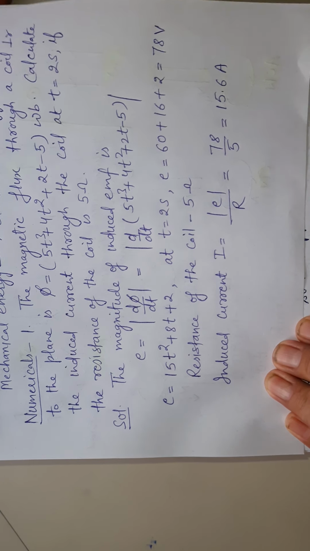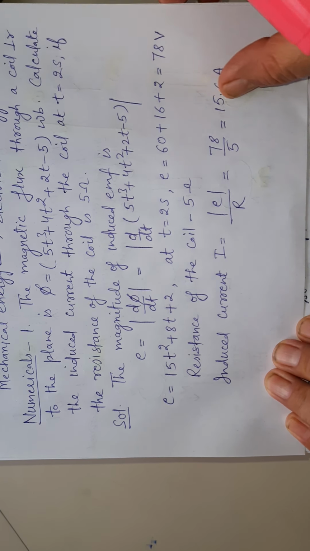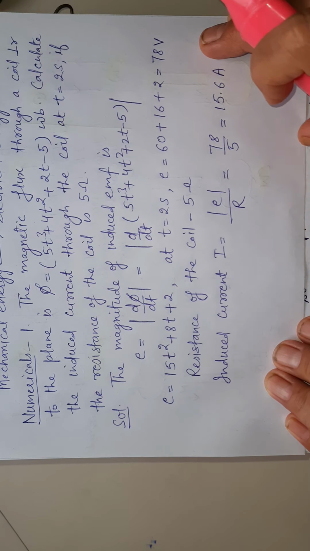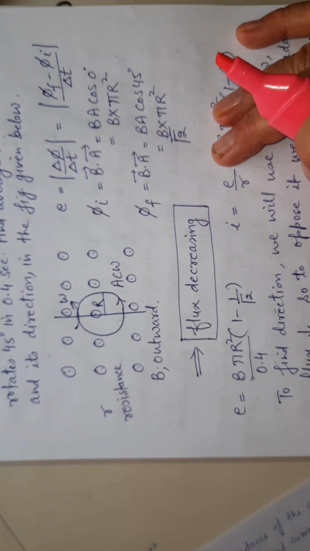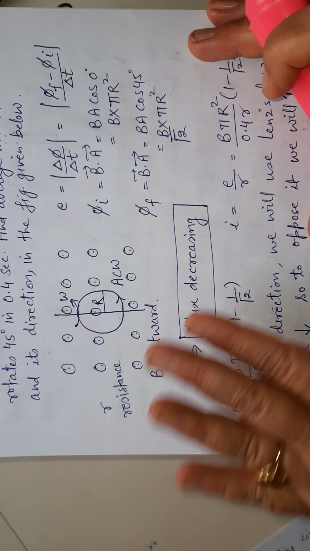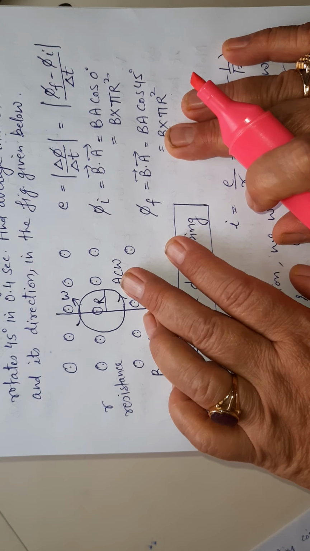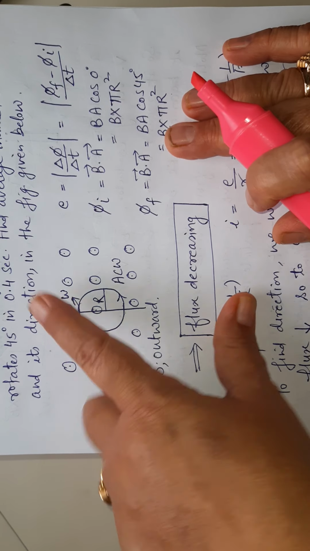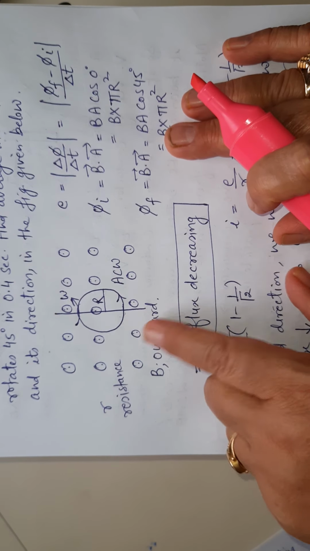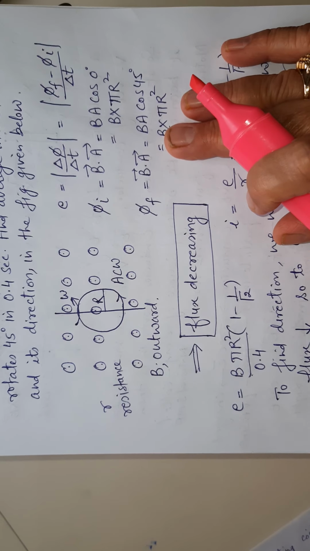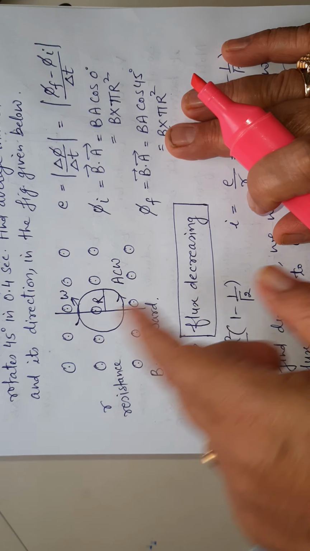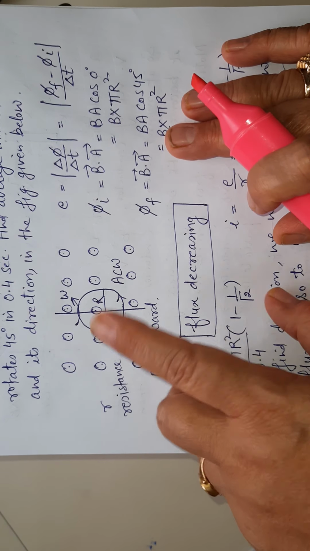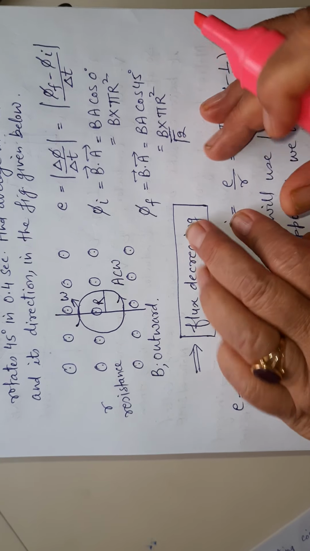This is the simplest form of numerical which can be asked from the change of magnetic flux. Now change of magnetic flux can be of many types. For example, now numerical number 2. Here the change of magnetic flux is due to rotation of the coil. Earlier the flux was changing with time, but here the flux change is due to rotation of the coil. So let us see how this type of numerical will be solved.